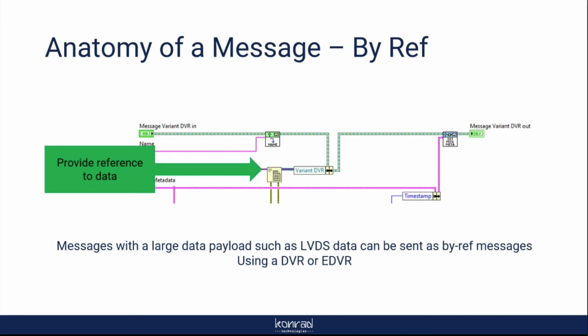The by-reference implementation looks very similar. Our message has an ID or a name. Our message has some metadata as well, such as timestamp or T0, but rather than containing the actual data, it contains a reference to the data. Messages with large data payloads, such as LVDS, can be sent as by-reference messages using a DVR, or even an eDVR if we want a zero-copy implementation, where we're writing directly from hardware to a TDMS file, for example.